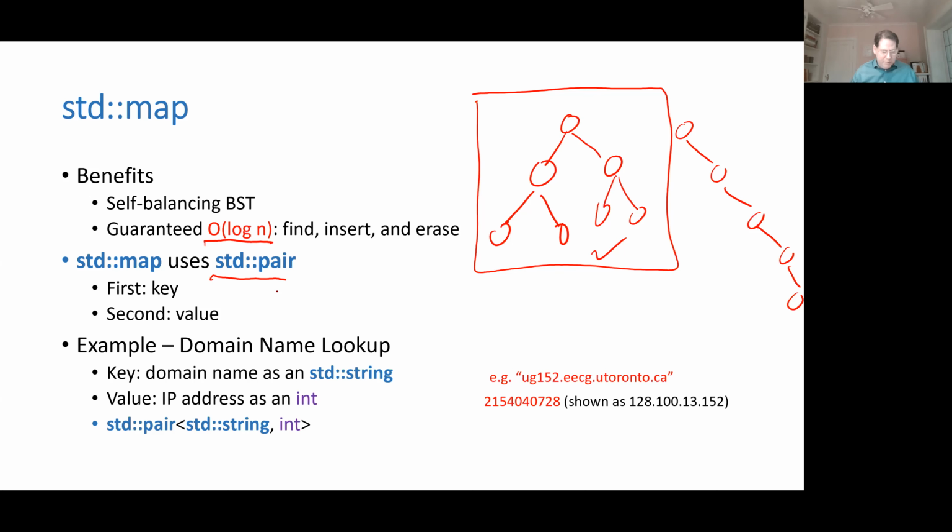Okay, so to give you an example of this, and I don't think you got to this in 244. This is one of the labs that I used to teach in 244, but I don't think you got there. Tell me if I'm wrong and you did get to it. An example of using this would be a domain name lookup. So on the internet, you type in nice names in your web browser, or in PuTTY, like ug152.eecg.utoronto.ca. So a nice, easy to remember name.